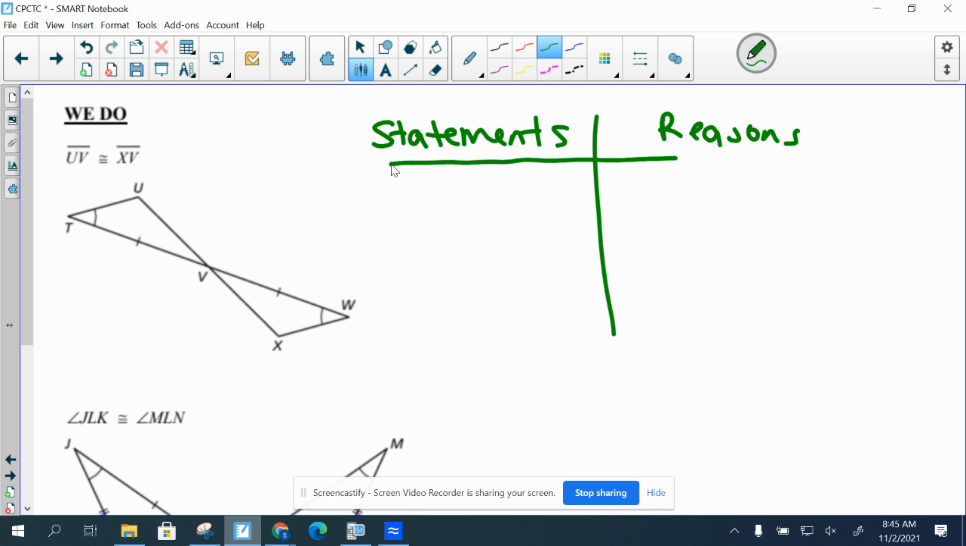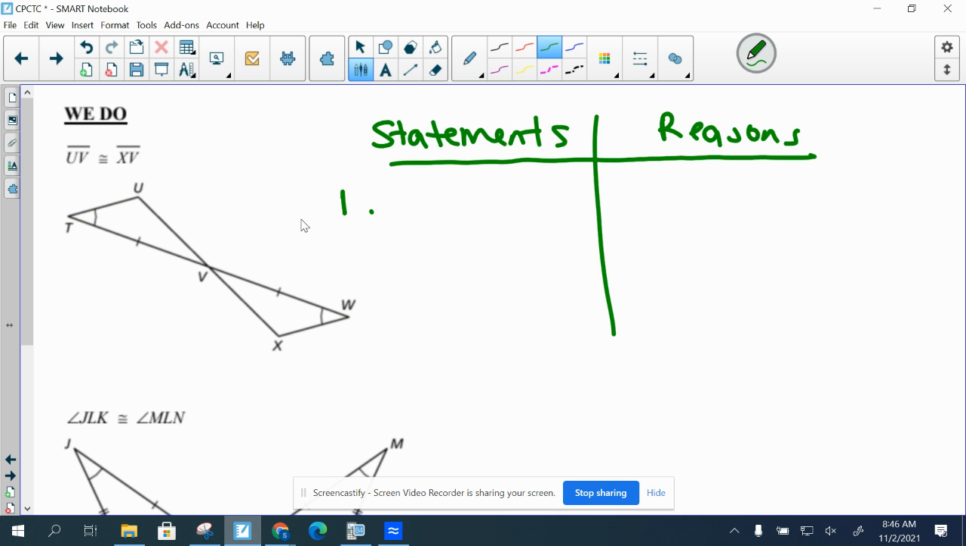Let's set up your 2A part. All right, we're not going to bother with givens here. We could if we wanted to, but let's just skip those steps. We want to prove that UV is congruent to XV. So UV, this side, is congruent to this side.